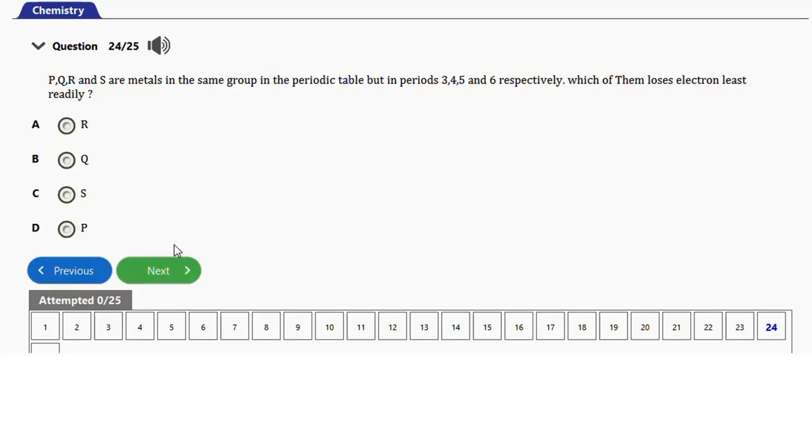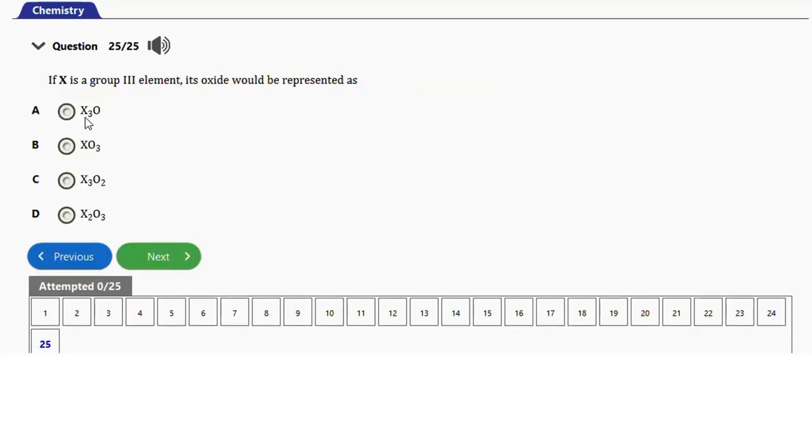Last question before I end this video will be this one. It says if X is a group 3 element, each oxide could be represented as, so this shows us that this will be aluminum oxide, so it will be option D. This is how you represent aluminum oxide when you replace X with aluminum. So this basically can help with problems involving elements in the periodic table.